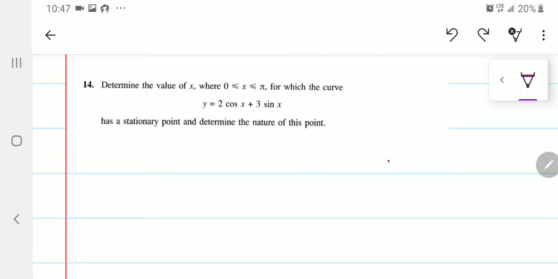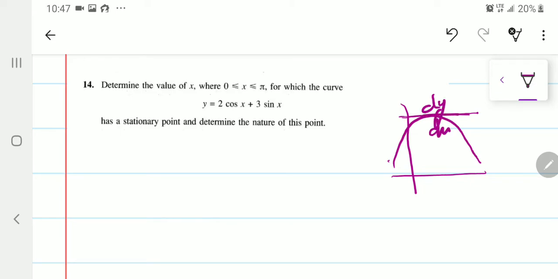So first of all, we have to find the stationary point, and you know at the stationary point the gradient is always 0. If the curve is like this, the stationary point will be at the maximum point, and if the tangent is horizontal or parallel to the x-axis, the gradient at this point is equal to 0.